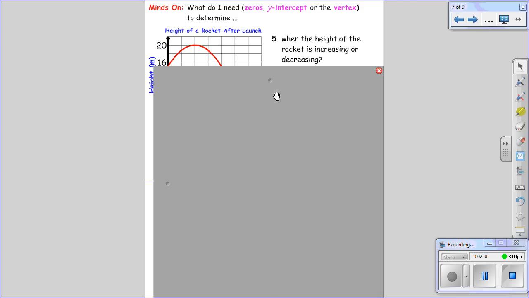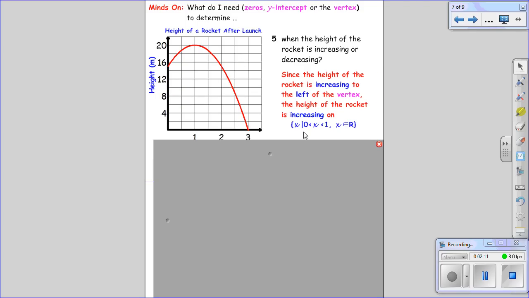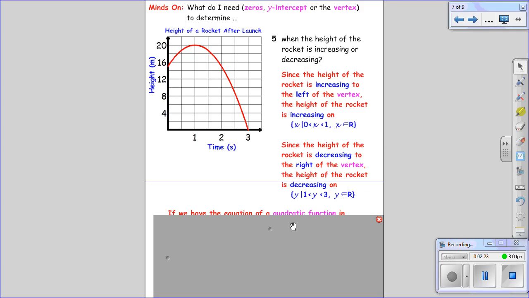When will the height of the rocket be increasing or decreasing? Well, if I look, it's increasing until it reaches the vertex because the y values are getting bigger. It decreases until it reaches the 0. So the increasing interval happens between 0 and 1, and we don't include 1 because at 1, it's hit its maximum. It's not increasing anymore at that point. Right after that, it starts to decrease. So it's decreasing from 1 to 3.